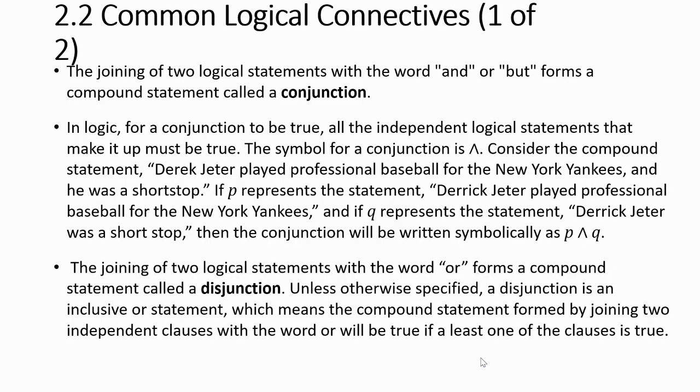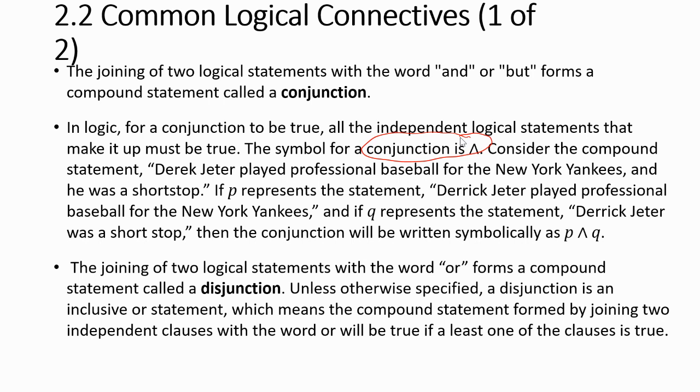So whenever we form two statements with and or but, we form something that's called a conjunction. In logic, in order for a conjunction to be true, all the independent logical statements that make it up must be true. So the symbol for conjunction is this little, it kind of looks like an up arrow to me, or part of an up arrow. Some of my students in the past have said they think it's like the letter A without the little bar in between. Really, however you think about it.